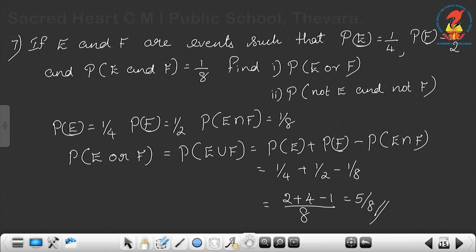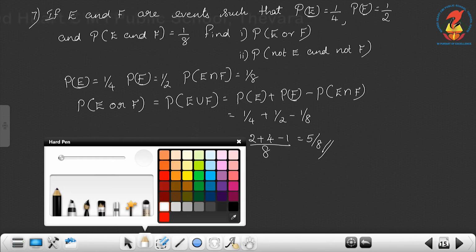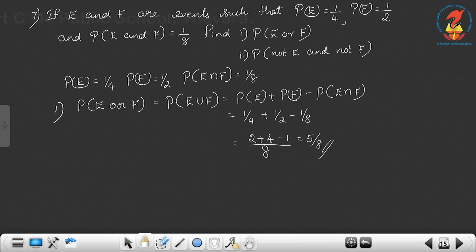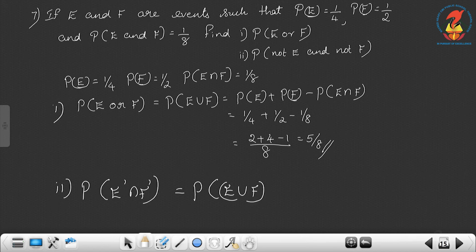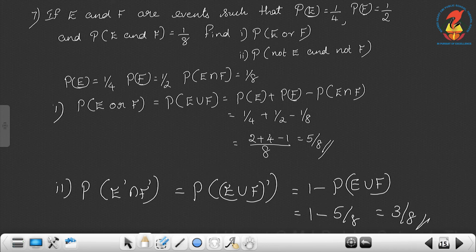Now what is P of the second one? This is the first one. The second one, P of not E, the notation E complement intersection F complement. That is the same as, by De Morgan's law, E union F the whole complement. That is the same as 1 minus P of E union F. So it is 1 minus 5 by 8, that's equal to 3 by 8. Okay.